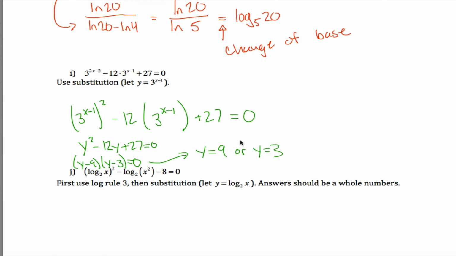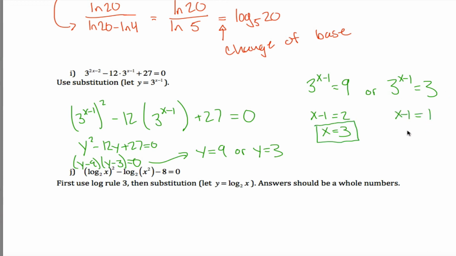So that's my answer, no, because y is something you just created. Right? Y is this 3 to the x minus 1 thing. So really, I'm trying to solve for x. So instead of y equals 9, I should say 3 to the x minus 1 equals 9. Or 3 to the x minus 1 equals 3. Take the log base 3 of both sides of the equation here, you'll get x minus 1 equals 2, so x equals 3. If you take the log base 3 of both sides of the equation here, you'll get x minus 1 equals 1, so x is equal to 2. So these both end up being solutions to this problem using this substitution method.